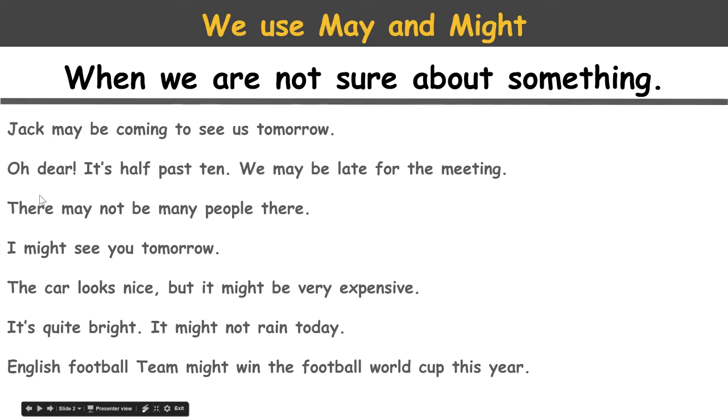Oh dear, it's 10:30. We may be late for the meeting. So you're running for the meeting. You have a very important meeting. Everything is at stake. You need to prove yourself, but you're on your way and you look at your watch and you say, "Oh, I'm so sorry. It's 10:30. We may be late for the meeting." Why may? Because you might still reach on time. There are chances you might reach on time, but you're not sure. So you say, "We may be late for the meeting."